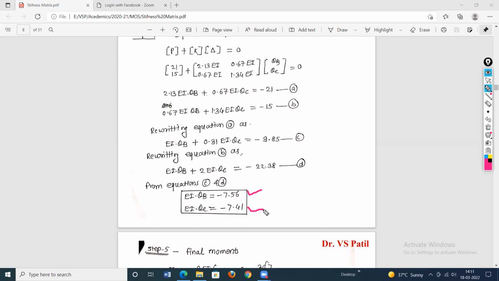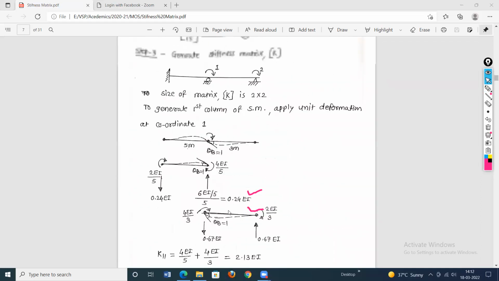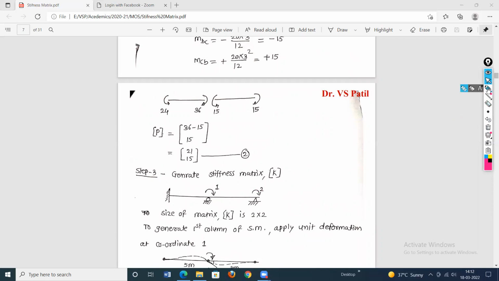Now this is the end of step number 4. Here we are able to determine the two unknown displacements, theta B and theta C. Now the answers for both unknowns are negative. What it means is that the assumption made regarding the nature of these rotational displacements is opposite. We have assigned coordinate 1, theta b, as clockwise, and theta c at coordinate 2 also as clockwise.